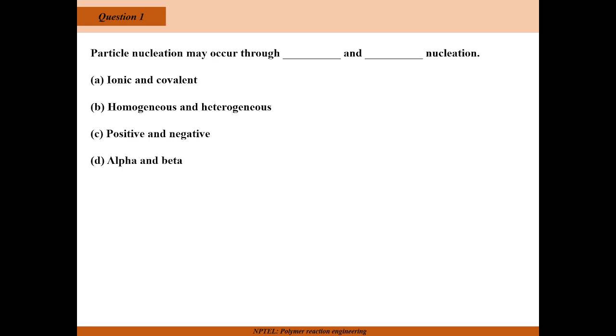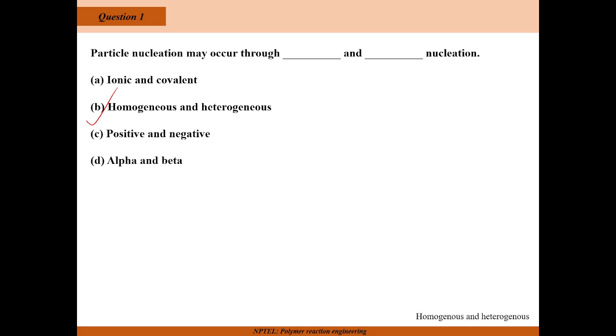Okay. So the first question is: particle nucleation may occur through dash and dash nucleation. It is a very obvious question. Basically, it can be homogeneous or heterogeneous kind of nucleation.